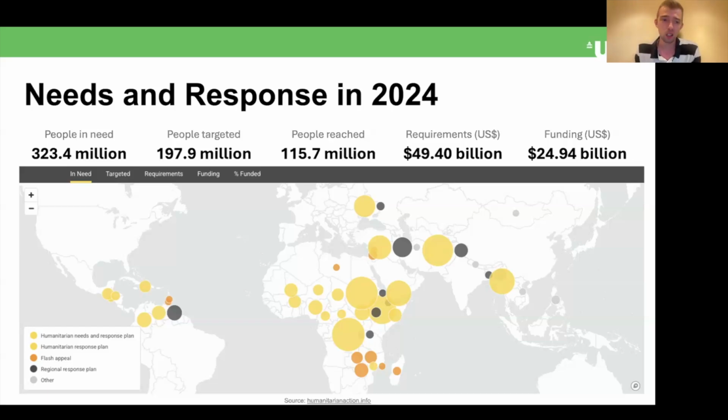So as you can see, there are a lot more people in need than we're able to target and even be able to reach eventually. And this has a lot to do with the funding available. So the required funding was estimated for 2024 to be around 50 billion US dollars, but only about half of that actually materialized.